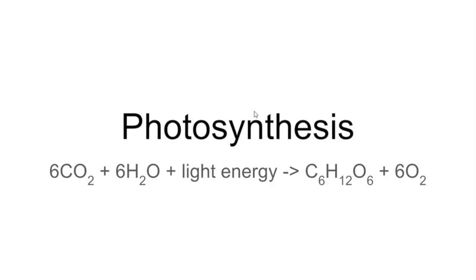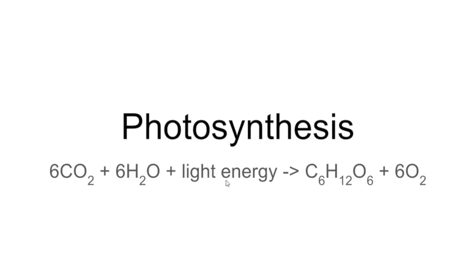Hello, this is photosynthesis. Here's the equation: 6 carbon dioxides plus 6 H2Os, which is water, plus light energy create C6H12O6, which is glucose, a form of chemical energy, plus 6O2, which is oxygen, just a kind of important byproduct considering we need to live.